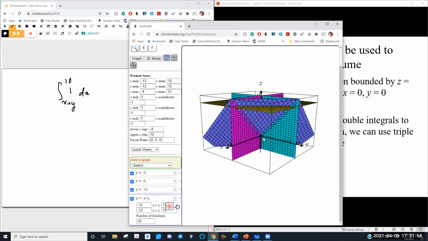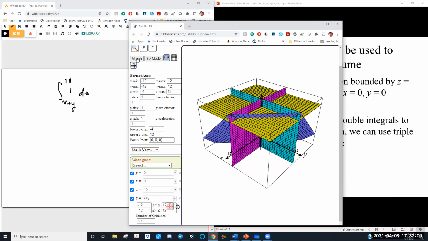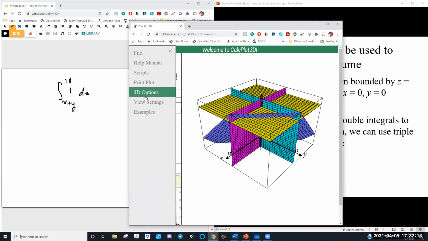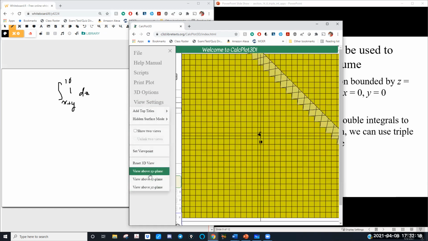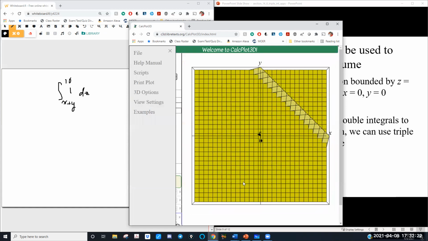But notice that triangle doesn't actually land in the XY plane. It's shadow. If there was a light straight above this curve, it would make a shadow that would show that line right there. So that's important because, again, that is the region we want to look at. And one of the things you can do with the plotter that can help is if you go to view settings, we can view above, in this case, the XY plane. Whoa, it zoomed us in way too much.